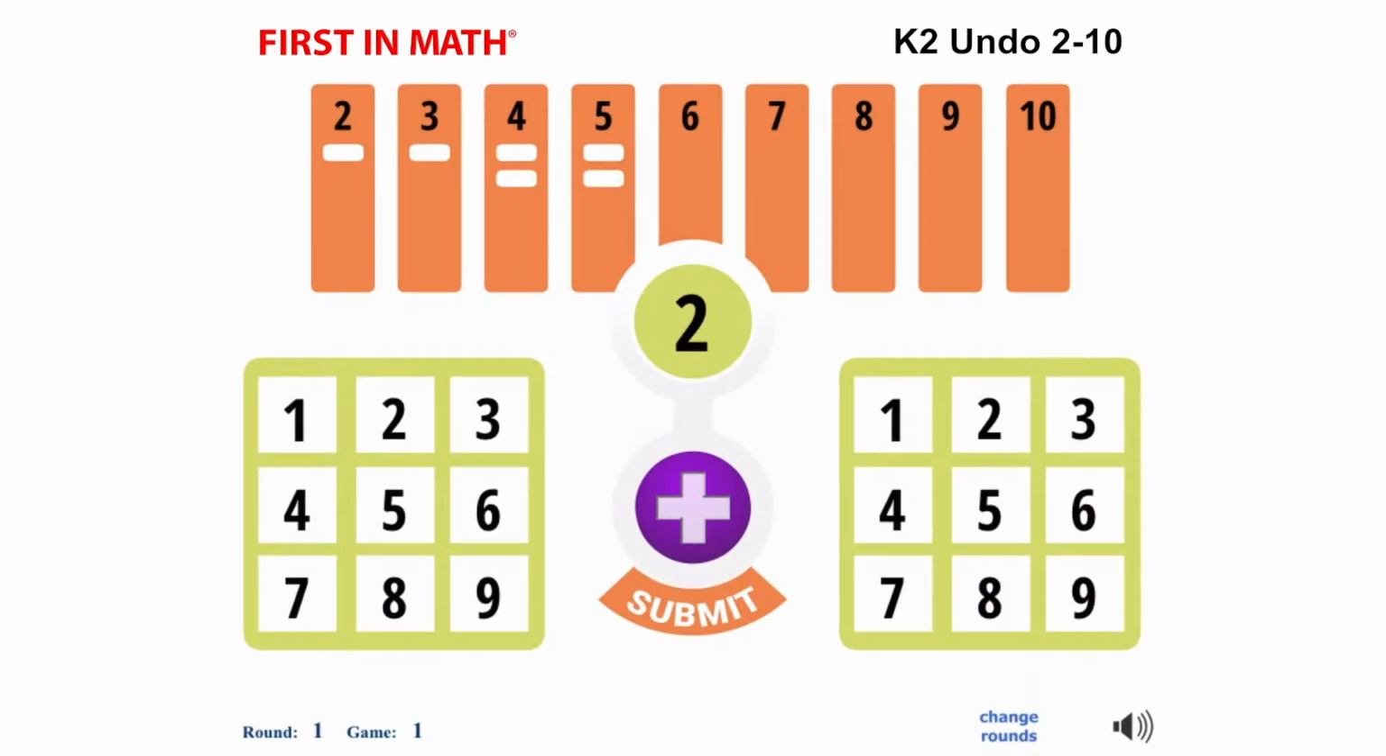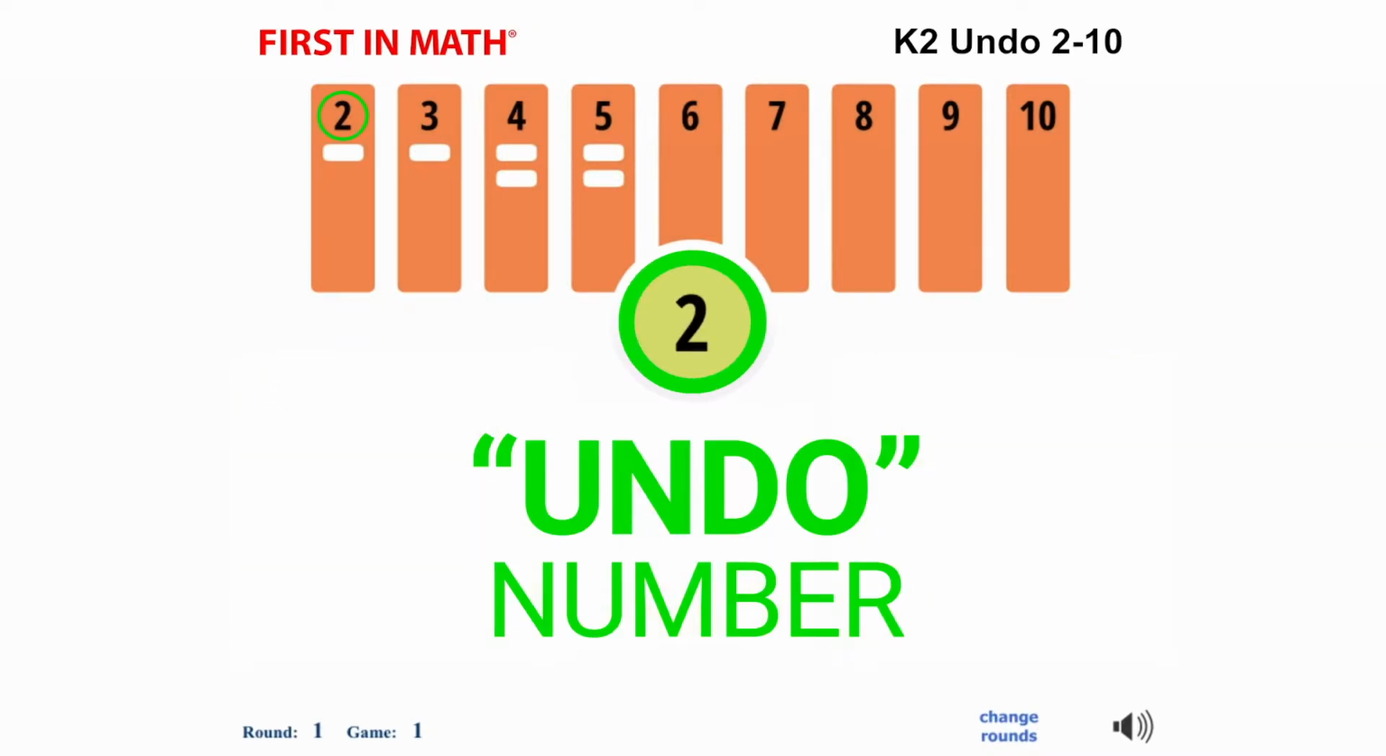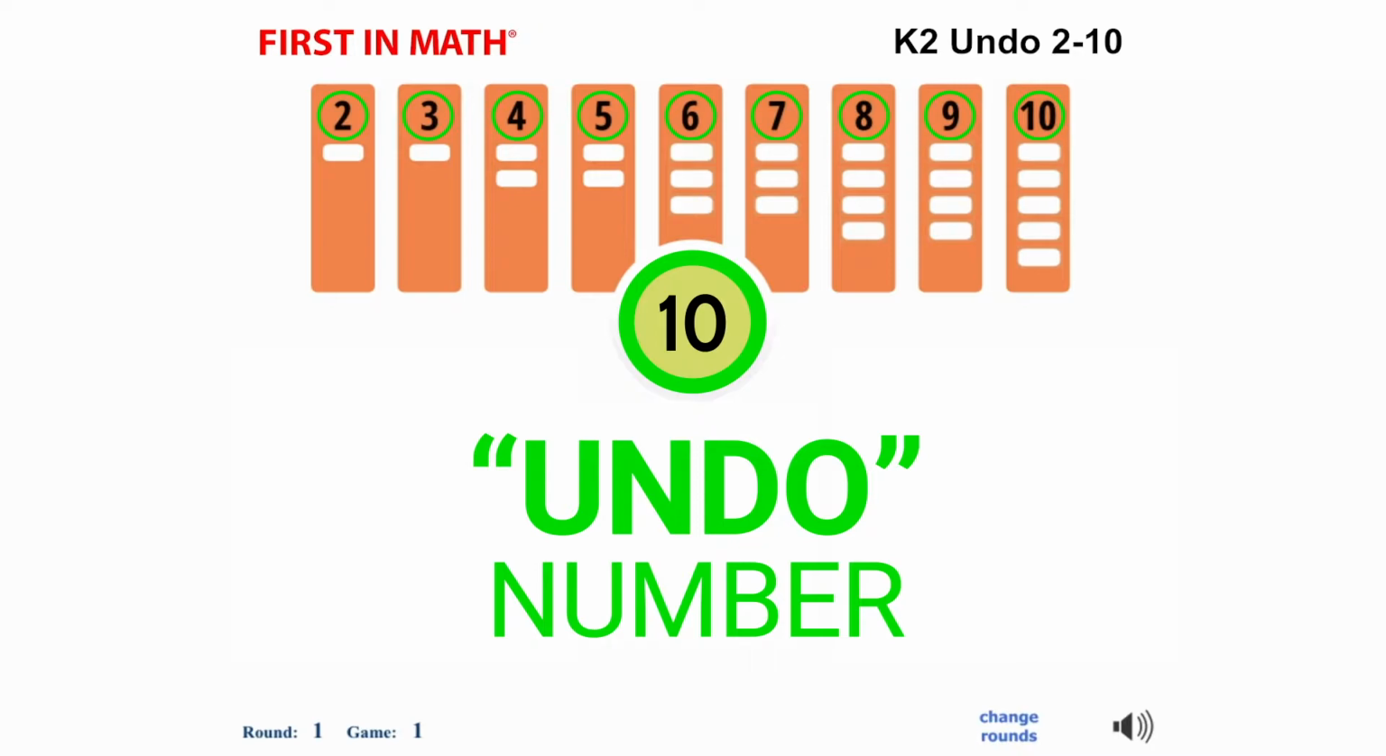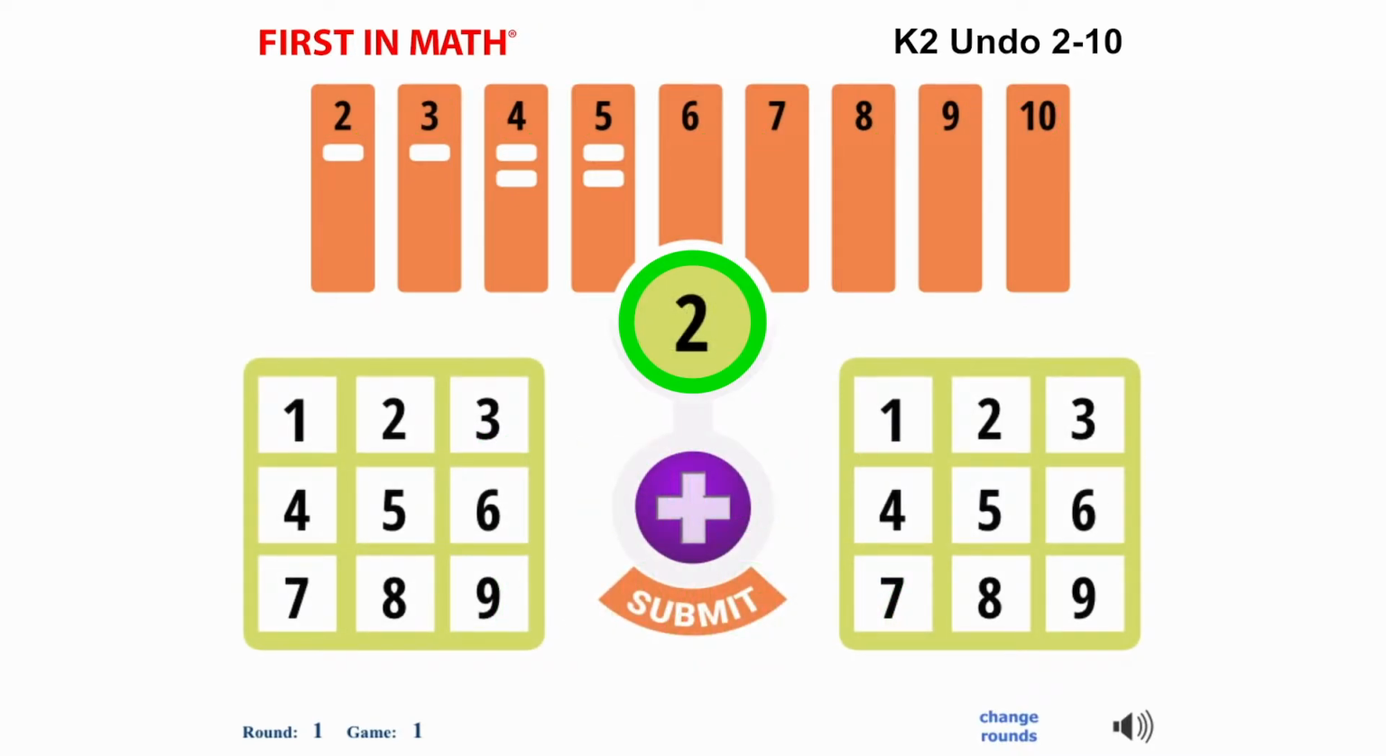The game begins with a number in the center circle. This is the Undo number you need to decompose. This number will go all the way up to 10 as you level up in games and rounds. To start off easy though, let's break down this 2.